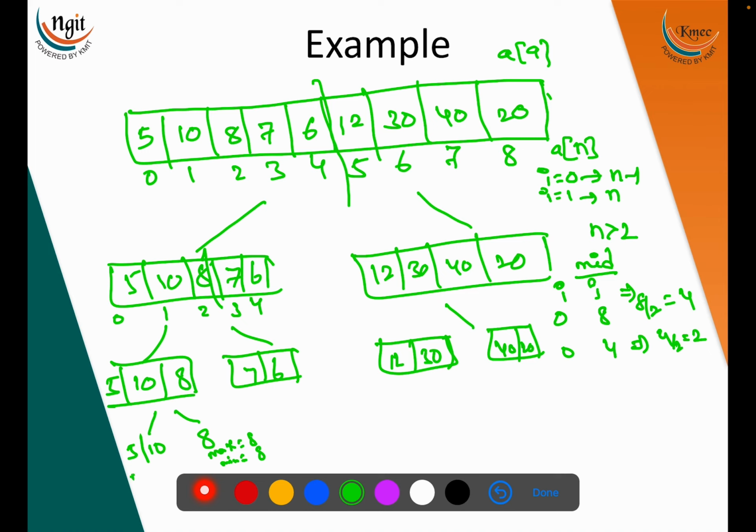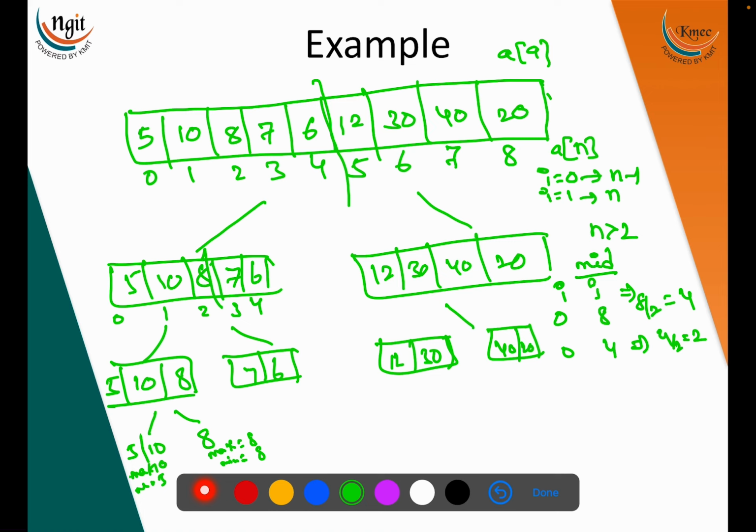Now, I am taking maximum comparison, a of i greater than a of j. Now that means what? Maximum value is what here? 5. Min value is 2. We will be executing that first else if condition. So, maximum will be 10. Minimum will be 5.